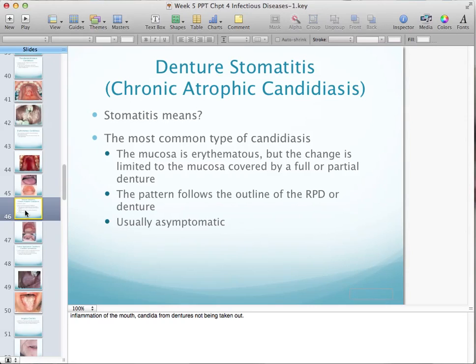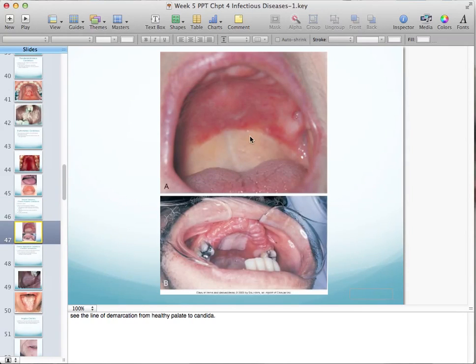So the mucosa is red, but the change is limited to the mucosa only that's covered by the denture. So this is how you determine whether it's erythematous candidiasis or denture stomatitis candidiasis. If the redness is only where the denture touches the mucosa, then you know it's a denture issue. Basically, the redness just follows the outline of the denture, and it usually doesn't cause too much pain, whereas erythematous candidiasis causes a lot of pain. So there you can see the normal pink, white, soft palate, and then on the hard palate is all this redness, and that's where the edge of the denture is.